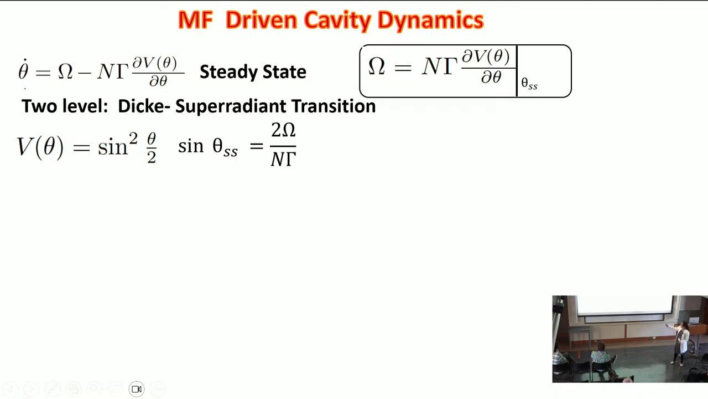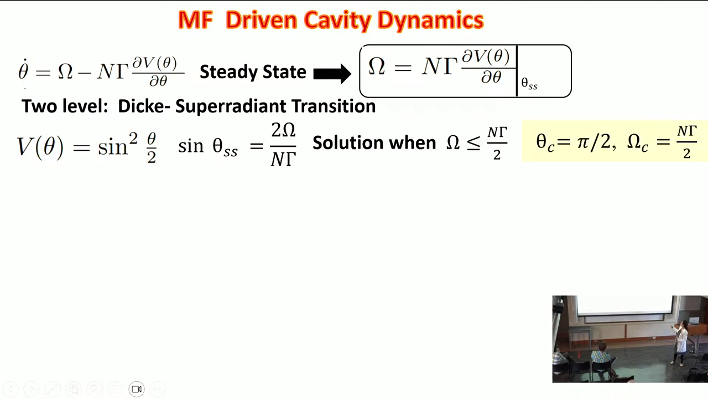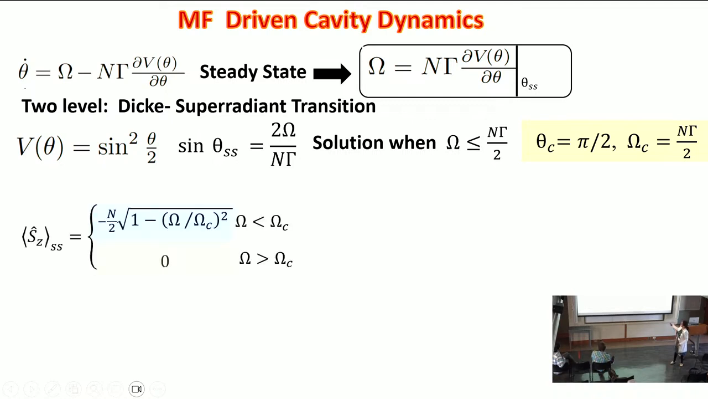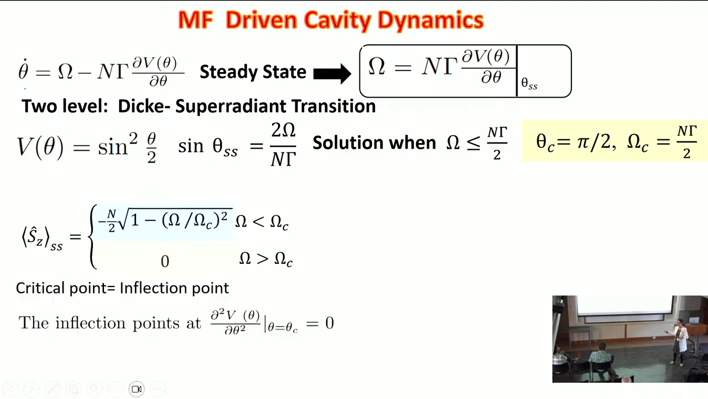That means that when this parameter is larger than 1, there is no solution, and it only exists for angles smaller than pi half. So the system is stable below the equator, and at the equator is the critical point. So there is a transition, the well-known decay superradiant transition, that has a steady state below a critical drive, and at the mean field level keeps rotating all the time if you go to a very strong drive.